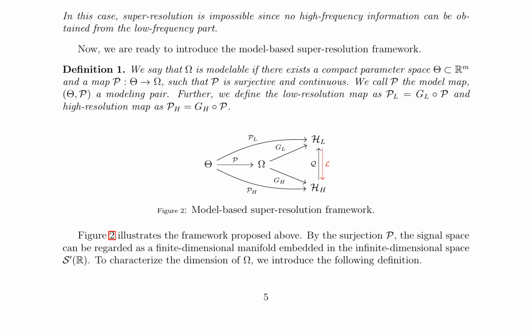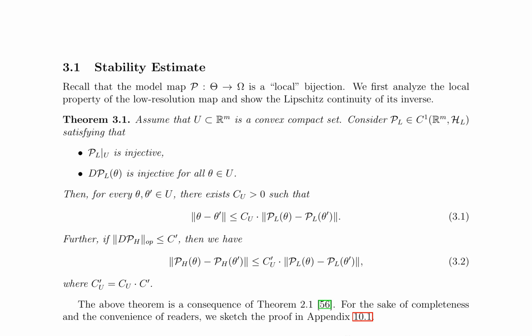The authors define the intrinsic dimension of the signal space omega as the dimension of the parameter space theta, which satisfies certain local bijection properties. In practice, the exact intrinsic dimension of the signal space may not be available and needs to be estimated. To address this, the authors introduce the concept of compatibility for the case when the dimension of the parameter space is larger than the intrinsic dimension of the signal space. The authors define the low-resolution map PL and high-resolution map PH using the modeling pair, theta, P.